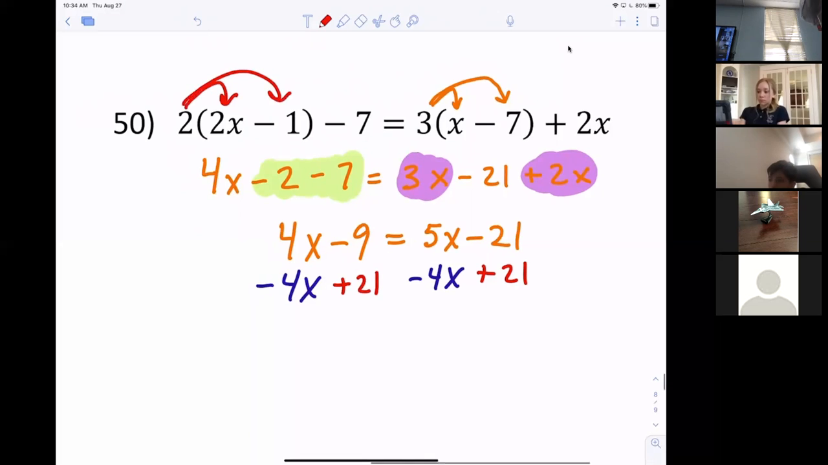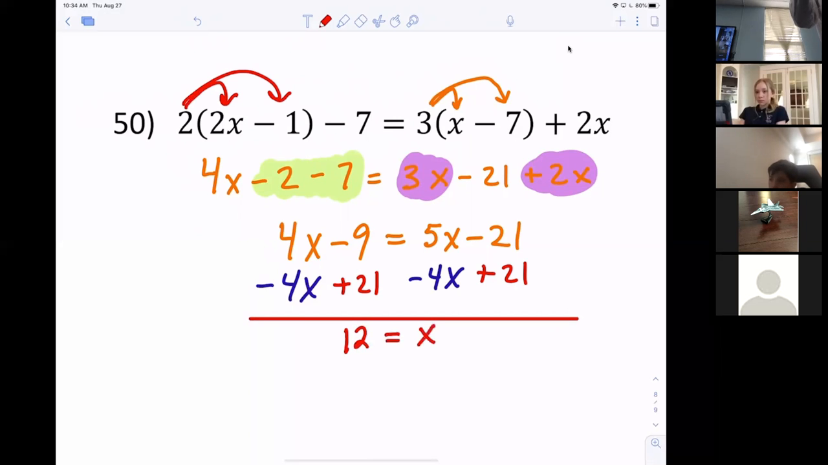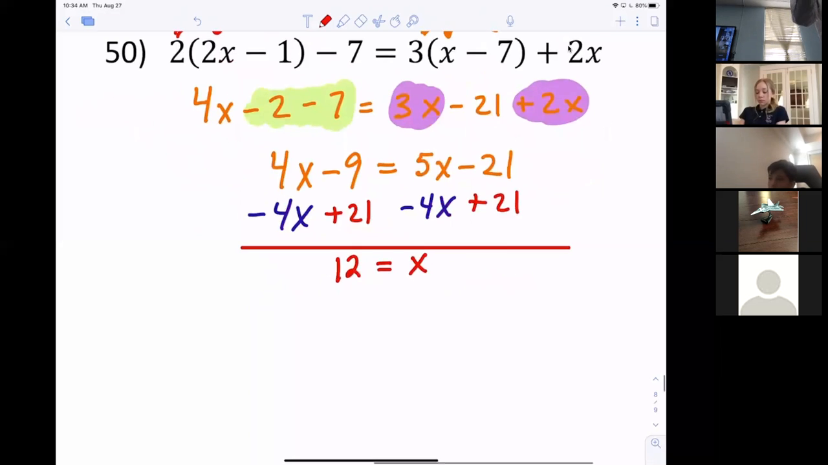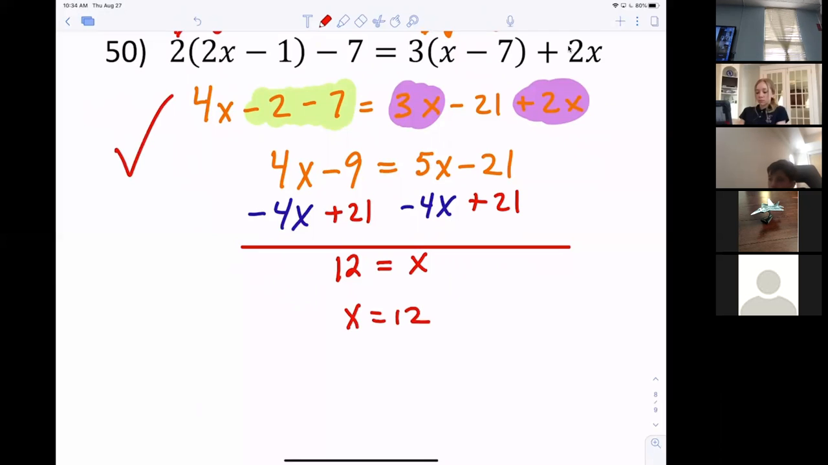All right, so draw your line underneath it. And let's see, 12 equals x. So we just rewrite that, x equals 12. Got that right, really, you're in pretty good shape. That's what I got. All right.